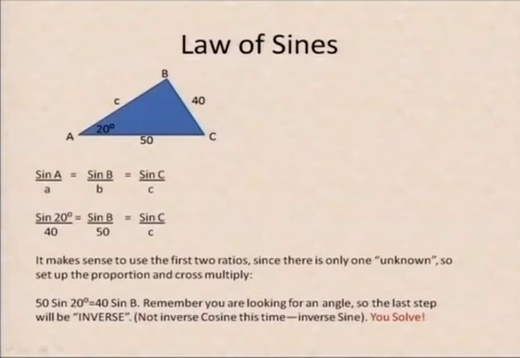And I always tell myself here that I'm looking for an angle if it's a capital letter. So when I do this multiplication and division, my last step is always going to be inverse. Not inverse cosine, because we're using sine, but inverse sine this time. So you go ahead and solve this and see what you come up with for angle B.